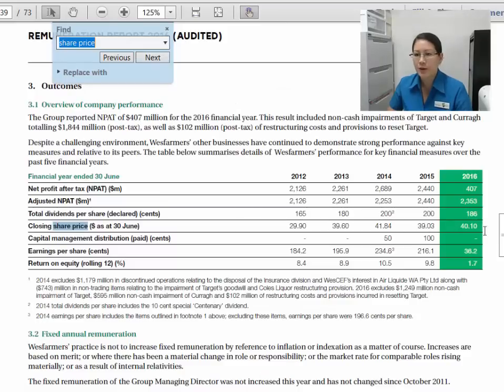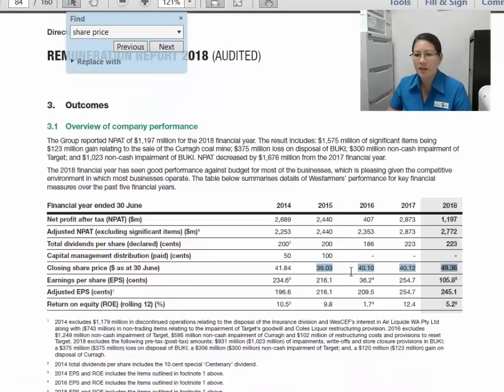Here we go. So again, it's listed for the last 5 years. So $40.10 and $39.03. Let's check and see. $40.10 and $39.03. So it's exactly the same. So these are my share prices I want. So I've actually found them in the annual report. So I'm going to type all these in.